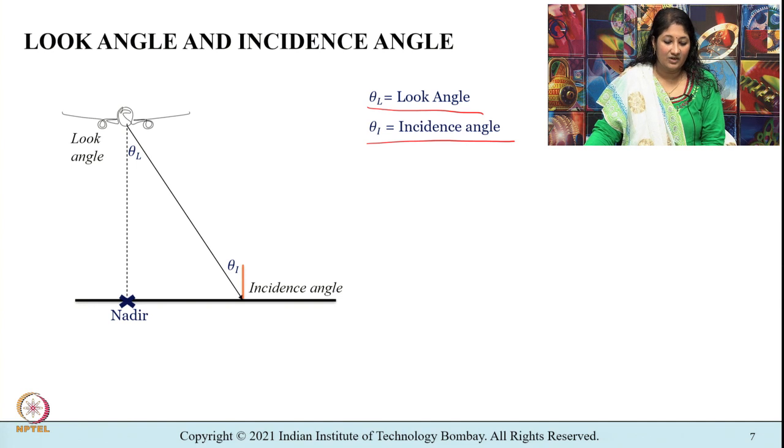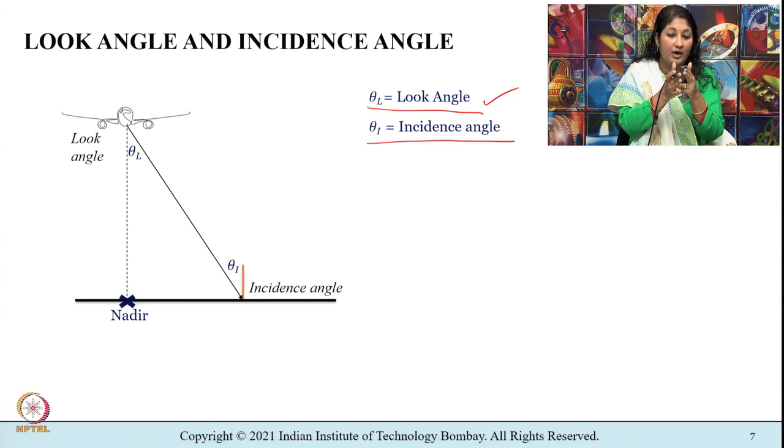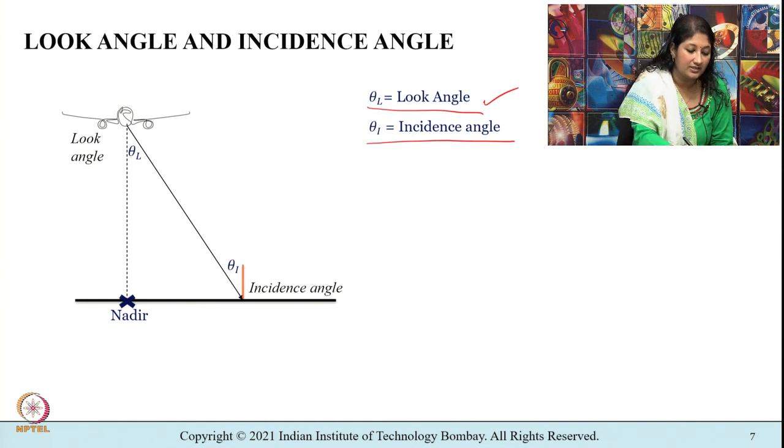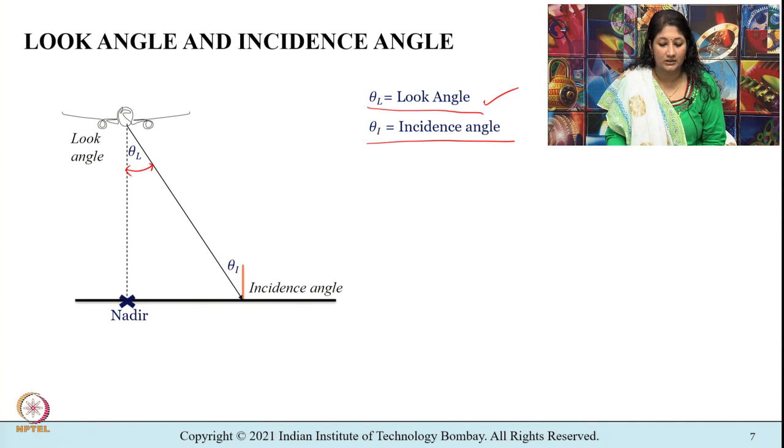While looking at the diagram, you will be able to understand the meaning of incidence angle and look angle. When it comes to look angle, it is the angle from the nadir direction, that is from the perpendicular direction to the platform, from the nadir direction to the instrument line of sight. That is the look angle, theta L. Now, local incidence angle is measured between the line of sight and the normal to the ground surface, please remember.